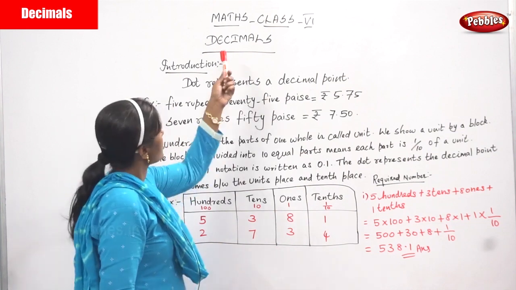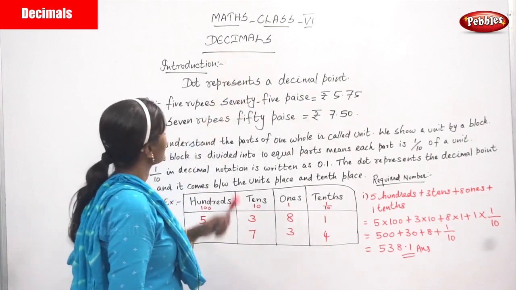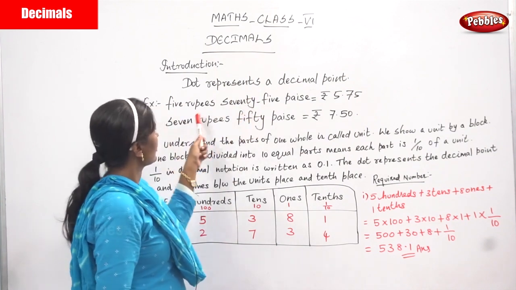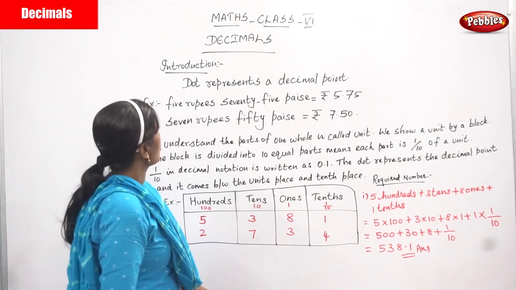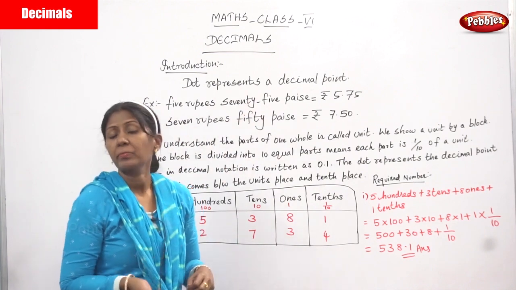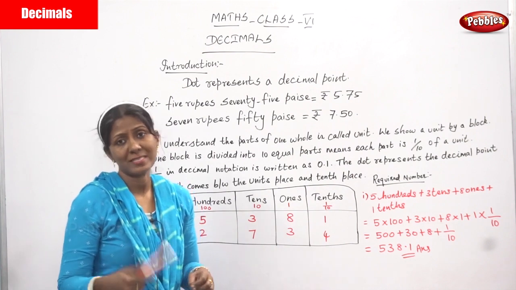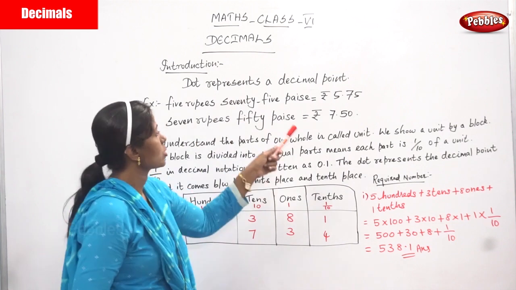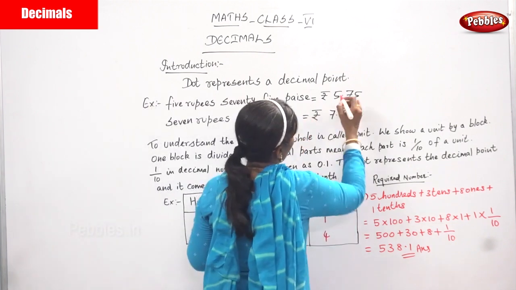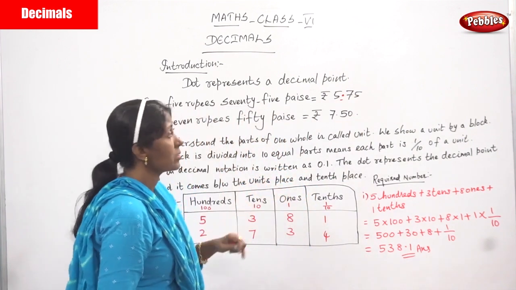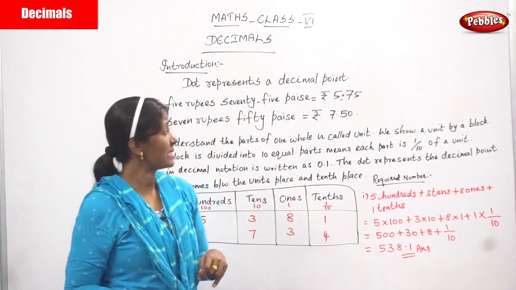In today's class, we are going to see Maths Class 6 Decimals Introduction. A dot represents a decimal point. Example: 5 rupees 75 paise. Decimal is very important, and the dot is very important for decimals. The dot represents the decimal point. This point is called the decimal point.